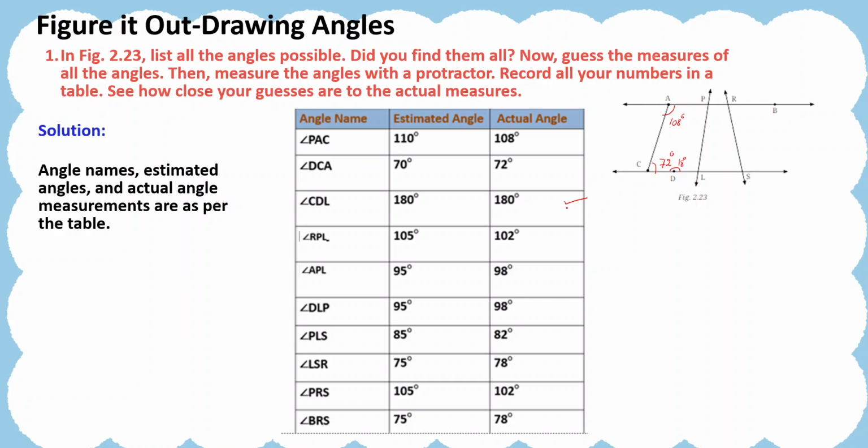Next, angle RPL. Angle RPL is estimated at 105 degrees, but the actual angle is 102 degrees. Next, angle APL is estimated at 95 degrees, but the actual angle is 98 degrees.